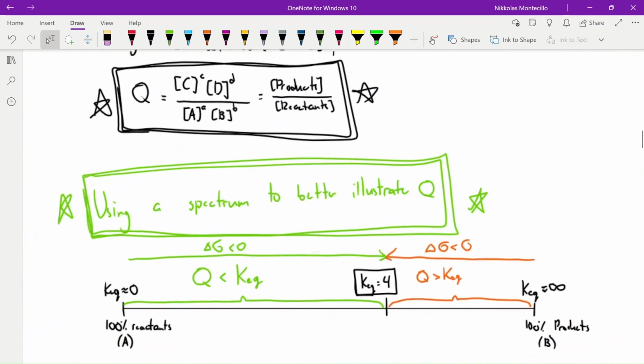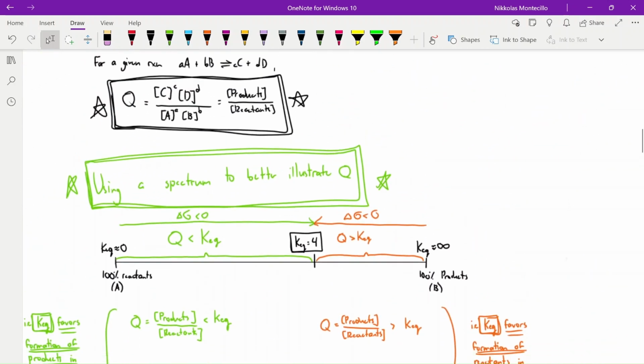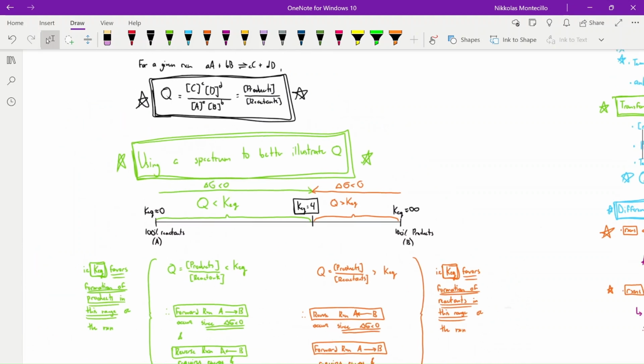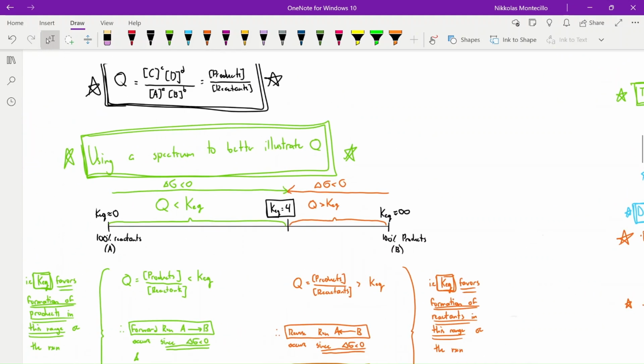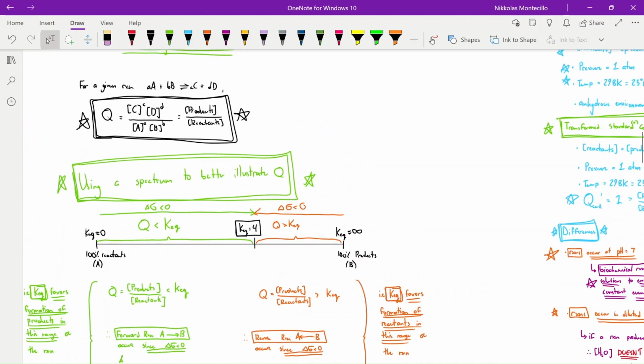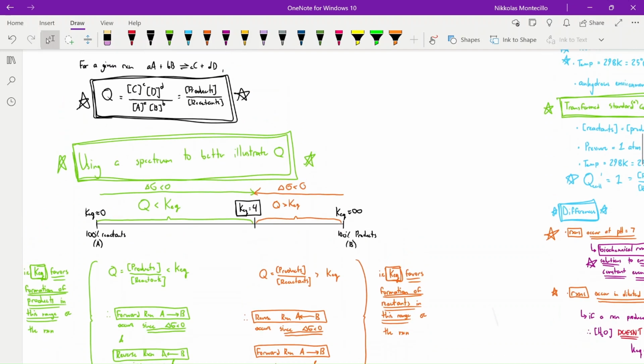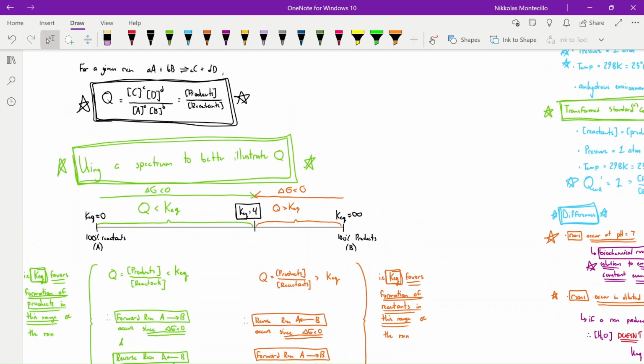So going back to the idea of equilibrium, we haven't covered this yet either. For a given reaction, A plus B converts to C plus D. This is the same thing, this is essentially what I'm talking about here: the idea of equilibrium and how the system will always try to establish equilibrium based on where KEQ is.